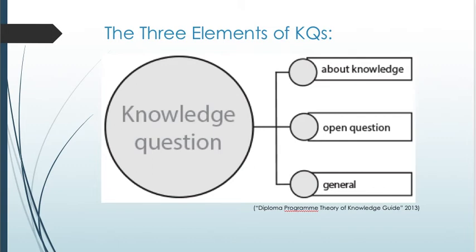So how do we come about knowledge of whatever specific thing it is that we're considering within real life? So, the three elements of knowledge questions. When you're formulating a knowledge question, you want to make sure that it's about knowledge. You want to make sure that it's an open question. That means it doesn't have a direct yes or no or specific answer. And you want to make it general about knowledge so that it's applicable to more than one situation.